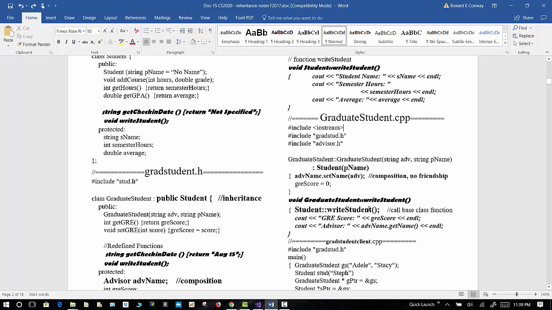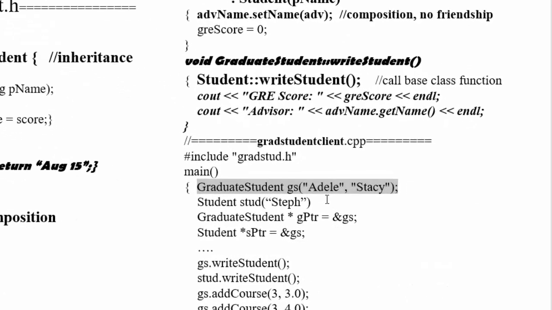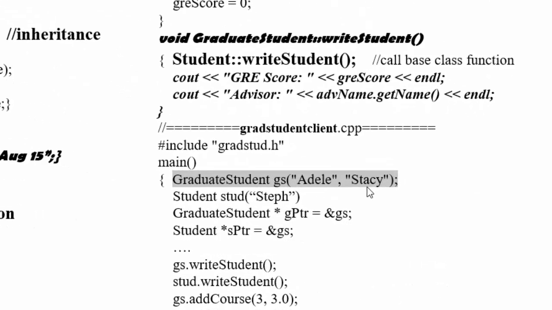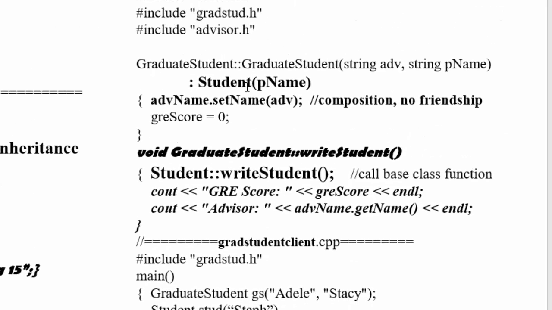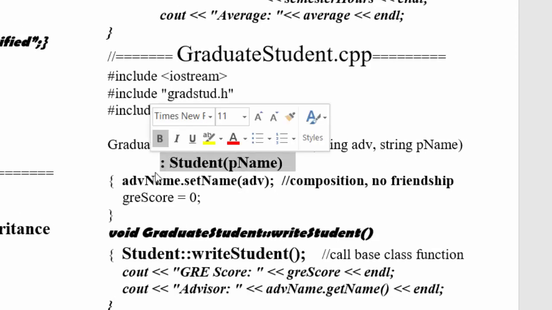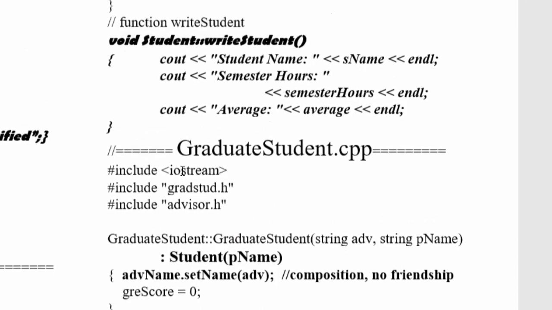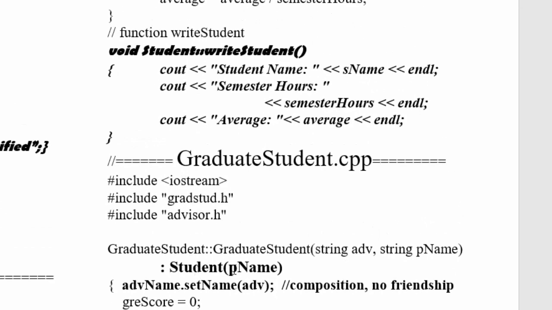So that's a right graduate student. The other thing I talked about in class, when you instantiate a graduate student object like this one right here, the advisor name is Adele and the student's name is Stacy. When this instantiation happens, the graduate student constructor is called. When we call on the graduate student constructor here, notice there's this notation right here we call a member initializer. That member initializer is actually a call to the student constructor sending that student's name.